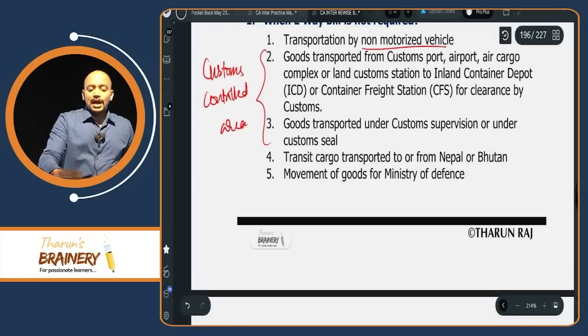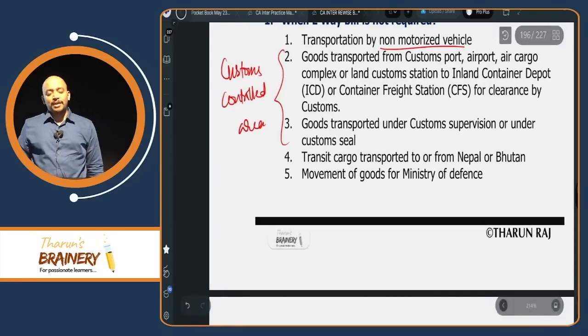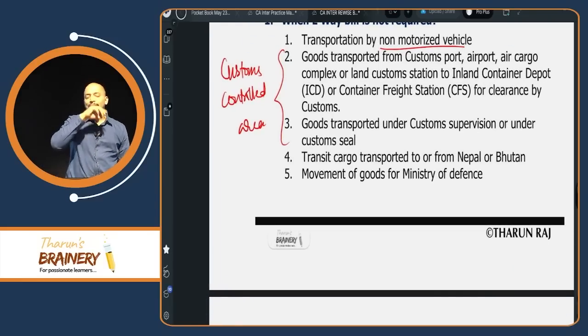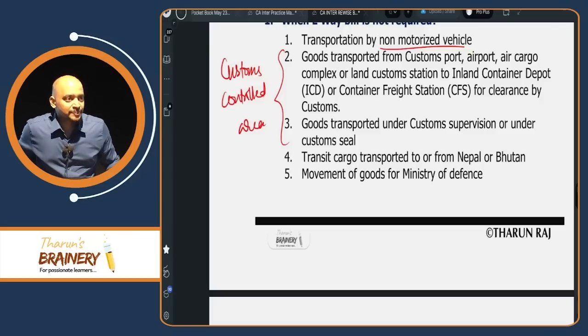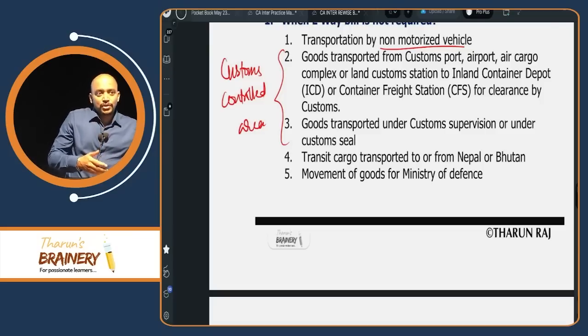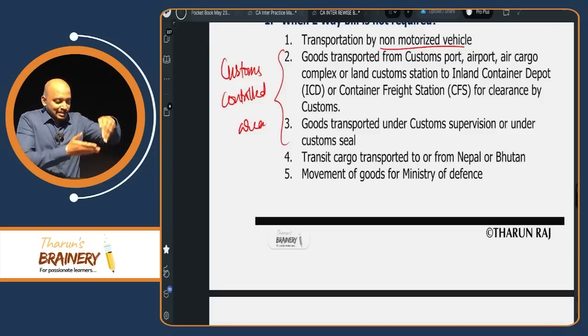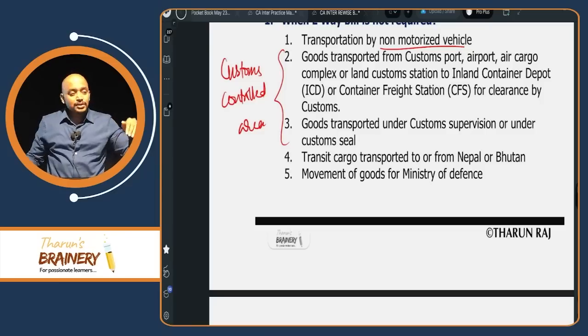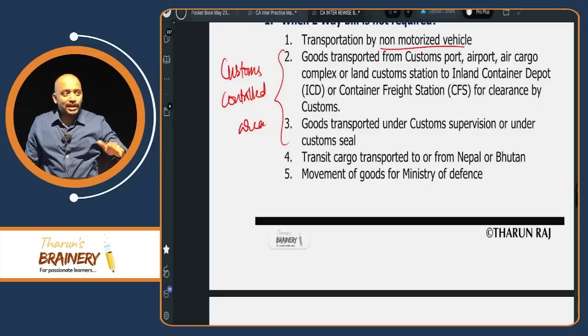Then transit cargo transported to or from Nepal and Bhutan. Nepal and Bhutan are landlocked countries. So goods will be originally imported in India, then it will go to Nepal and Bhutan. So that movement of goods will be through India only, but they do not require e-way bill because these goods are not for consumption in India. These goods are for consumption in Nepal and Bhutan.